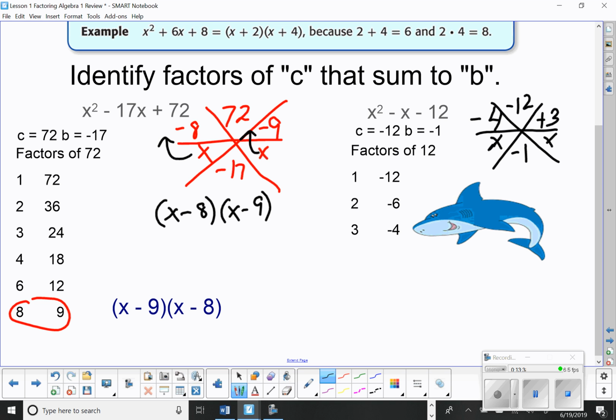You can list your factors of 12 if you need to, or you can run through them in your head. Either way. Again, because a is 1, I don't have to worry about simplifying anything. So I just do the bottoms up, and I have x minus 4, x plus 3. These are really fairly simple, and you don't really need the star unless you haven't been factoring for a while and you're still struggling a little. The star, again, can help you just focus your attention on what it is you're trying to do.